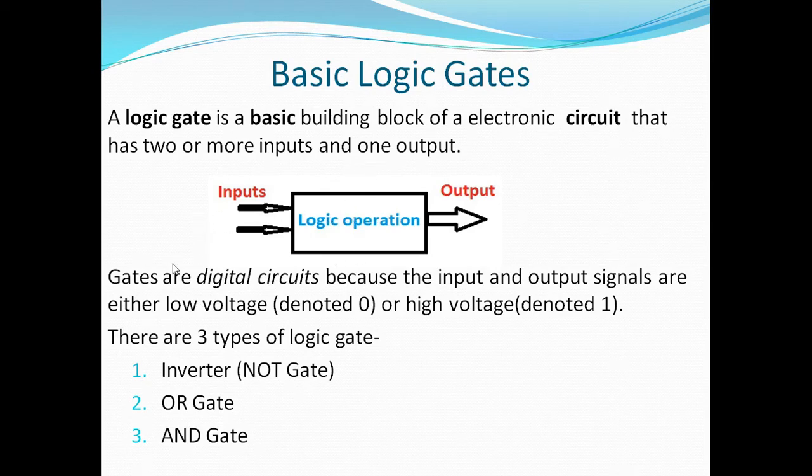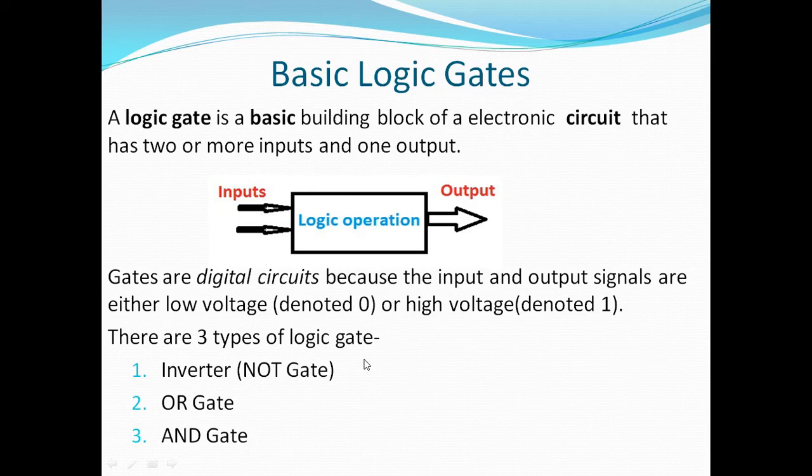So we can say they are digital circuits because the input and output signals are either low, denoted by 0, or high voltage. These inputs and outputs will be either 0 or 1, or we can say 0 is represented by low voltage and 1 is represented by high voltage. We are discussing circuits. Now we'll come to the language of voltage. So high voltage means 1 and low voltage means 0.